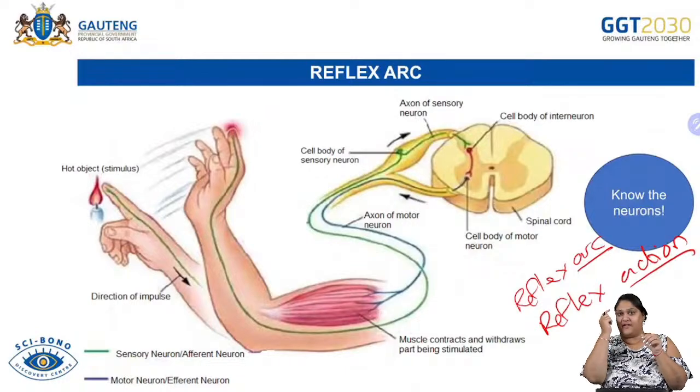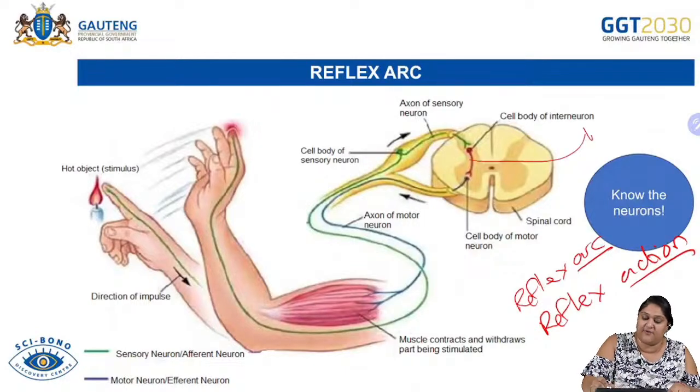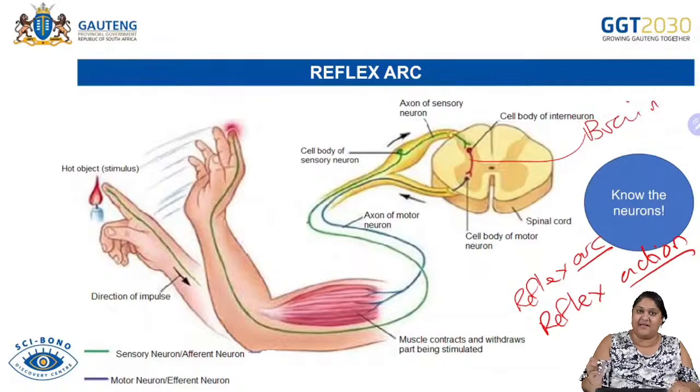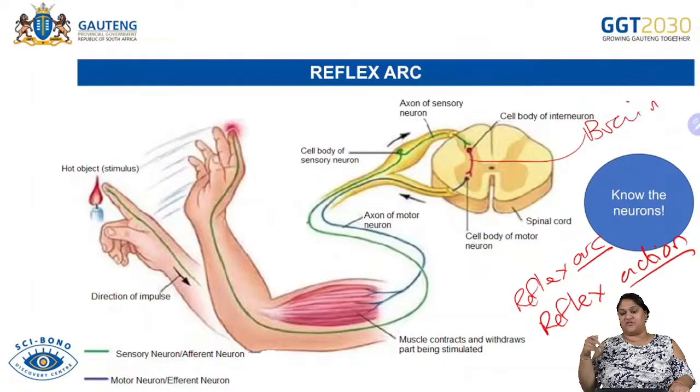Now by this point you would have felt the burn because there's another neuron that's going from here to the brain. So you're going to feel that there's pain, but it moves your hand away so that you don't have further injury and you don't burn very badly.